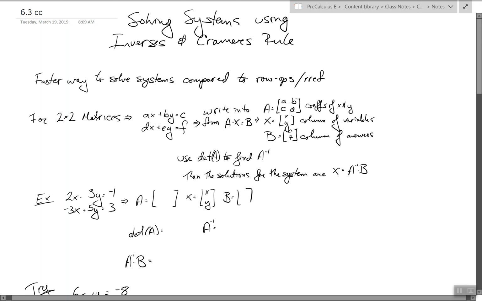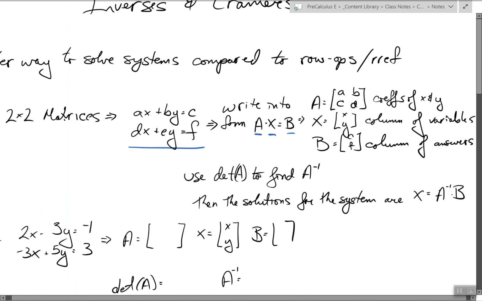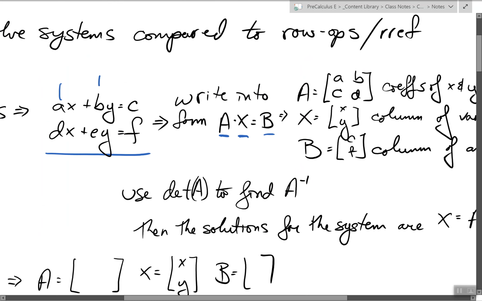So for 2 by 2 matrices, what we do is we take our 2 by 2 matrix, augmented with the answer column here, and we break it into these three different parts. We're going to break it into a matrix A, this single column matrix X of variables. That one's really not that important. It's always the same. And then B is going to be our column of answers. If you look at the coefficients here, the A, B, D, and E become this matrix A over here, which is the coefficients of all of the x's and y's from the original system of equations.